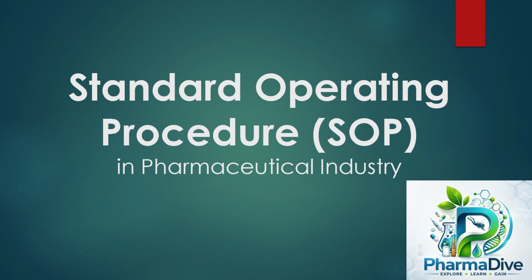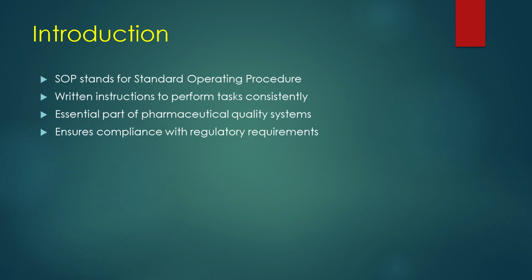Today's topic is Standard Operating Procedure in Pharmaceutical Industry. Introduction. SOP stands for Standard Operating Procedure. SOPs in the pharmaceutical industry are mandatory, documented, step-by-step instructions designed to ensure consistency, quality, safety, and compliance with regulatory standards set by organizations like FDA, EMA, and WHO. They cover all operation areas like production, quality control, and assurance, ensuring uniform performance, efficient training, and adherence to good manufacturing practices.